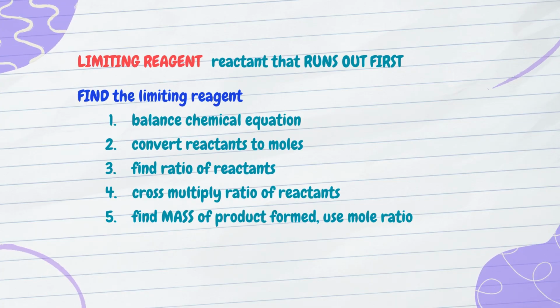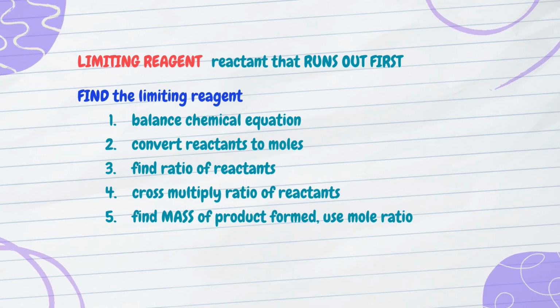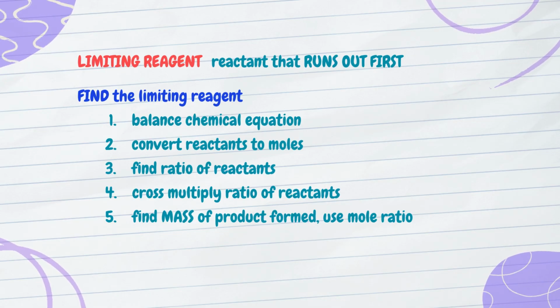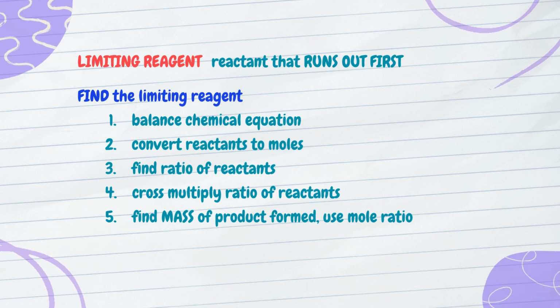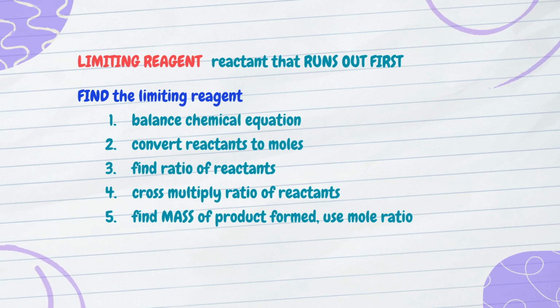Without the limiting reagent, a reaction is just potential energy waiting to be unleashed. And that's the secret to predicting chemical yields. But what happens inside a living cell?